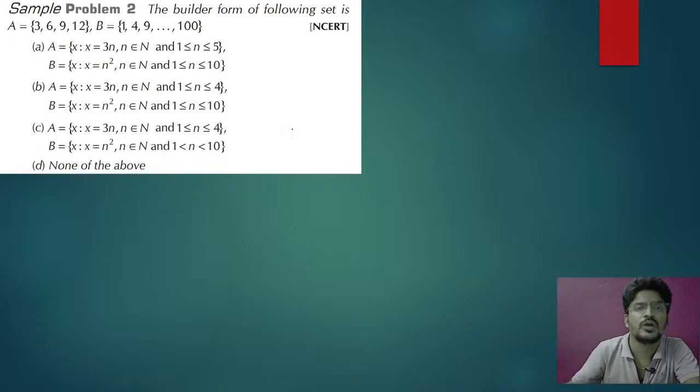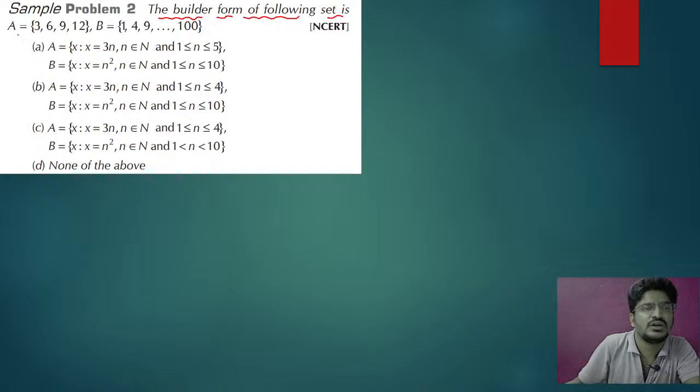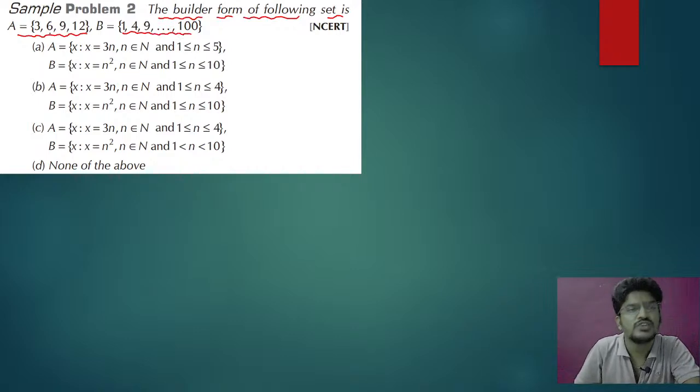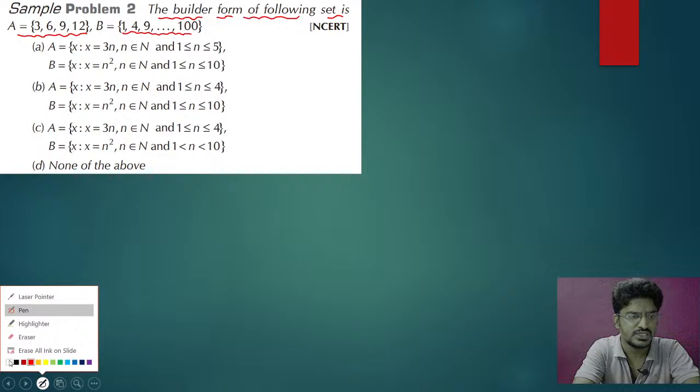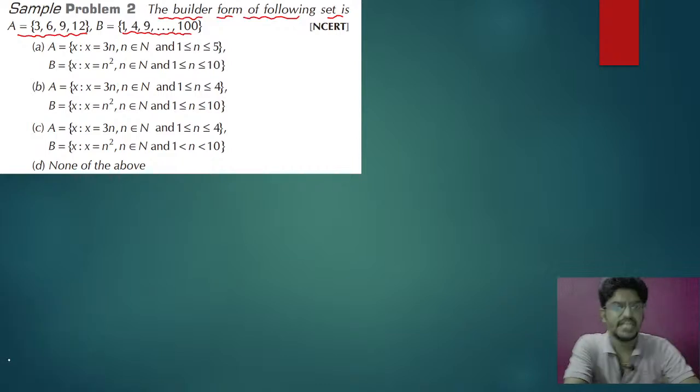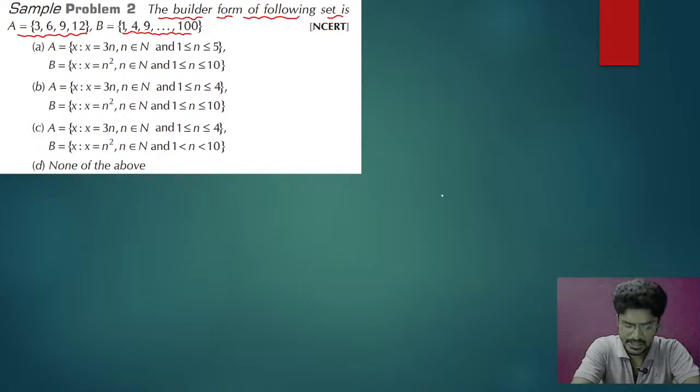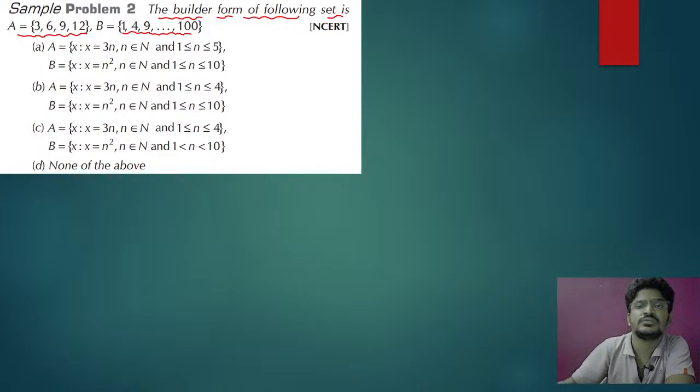See here, the set builder form of the following set is: A, 3, 6, 9, 12; B, 1, 4, 9, so on to 100. So these two sets have to be written in set builder form. So quickly reply to me with the answers. Concentrate on the question and quickly reply with the answers. I will see who will give the answer. We have to write them in set builder form.